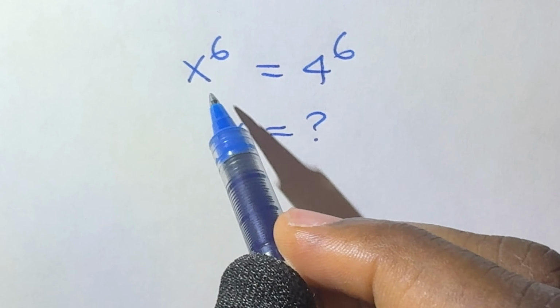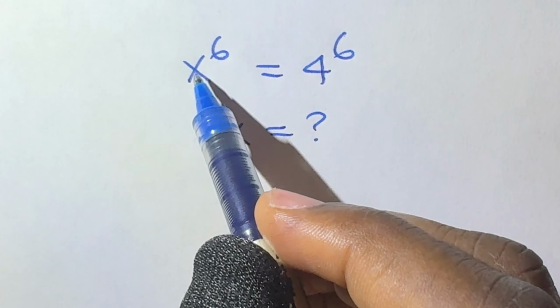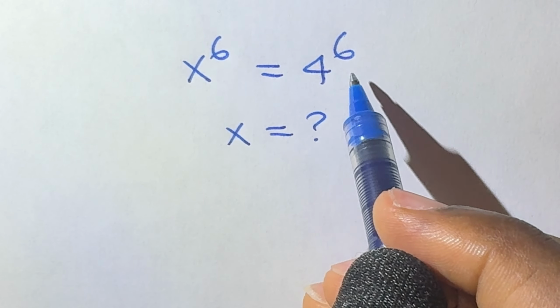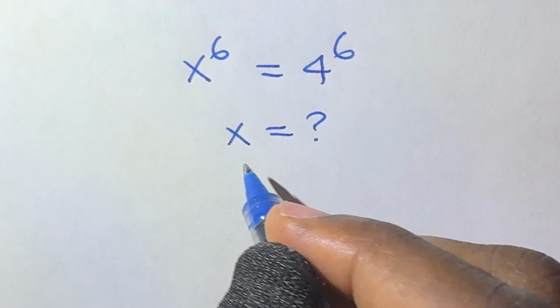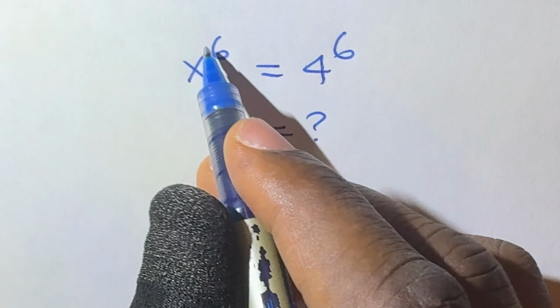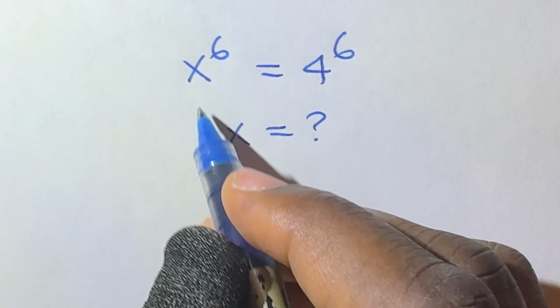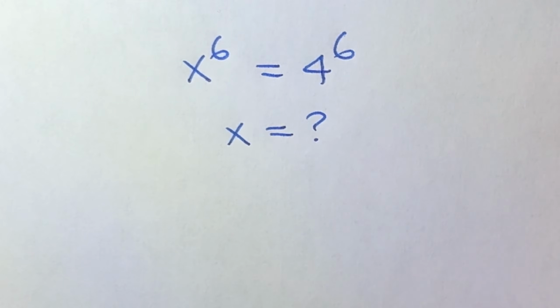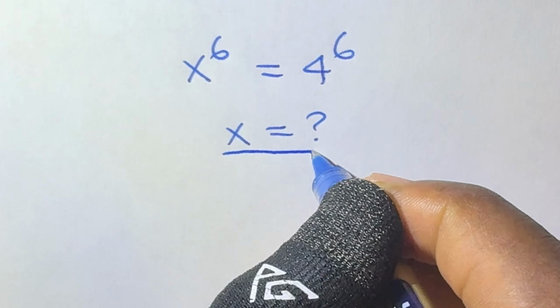Hello, can you solve this problem? x raised to power 6 is equal to 4 raised to power 6. We're required to find x, and usually the highest power of x in these types of equations determines the number of solutions that we are expected to get.